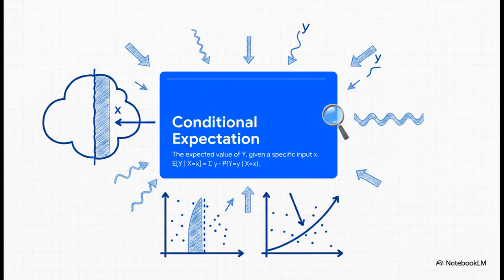And this right here is arguably the most powerful tool we've built today: conditional expectation. This gives us the best possible prediction for our output y when we already know the input is x. The formula looks almost the same, right? But the crucial difference is we're now using the conditional probabilities. This is the logic at the heart of so many predictive models we use every single day.